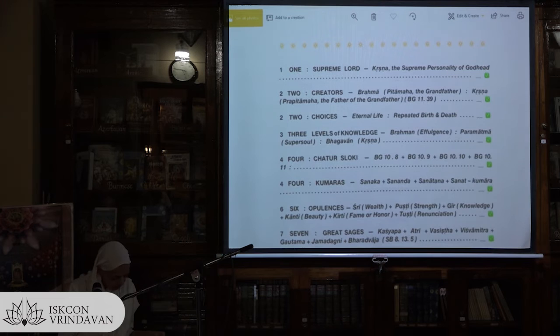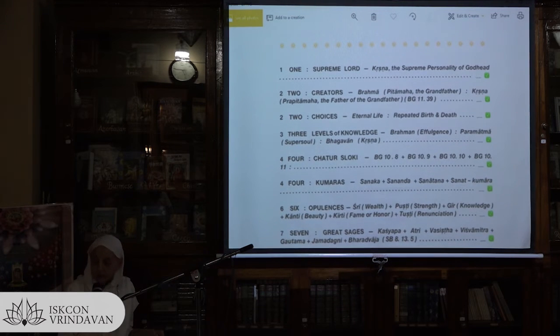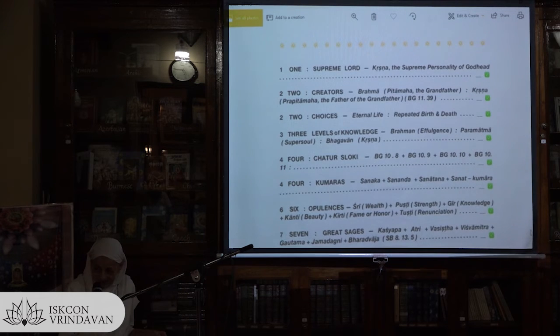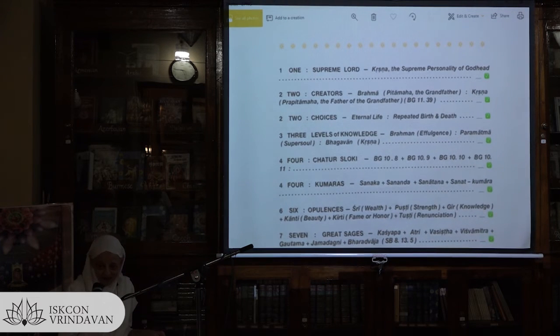Next, 3 levels of knowledge. What are they? Brahman, the effulgence. Next, Paramatma, Supersoul, and Bhagavan, Krishna. We all know that you're fortunate. A lot of people aren't there. They're on the Brahman if they're at all. Some don't even think there's God, right? Okay, 4, the Chaturshloki. What are the numbers? 10:8, 10:9, 10:10, and 10:11. You know that? You can check it off. Give yourself 100% today, right?